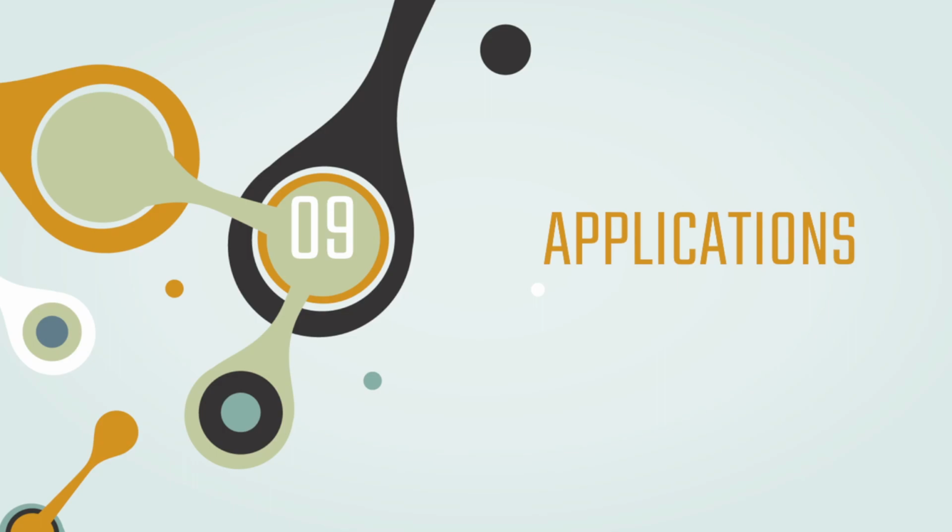Information architecture. This is an architecture which has a structural design of shared information environments. The art and science of organizing and labeling websites, intranets, online communities, and software to support usability and findability.